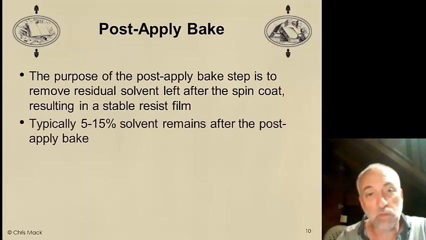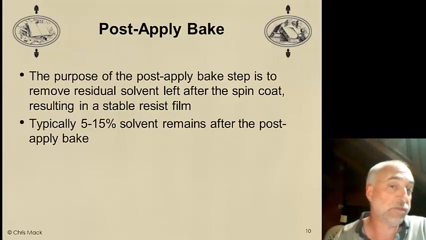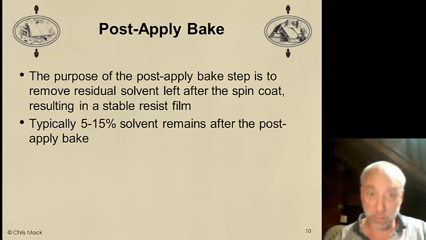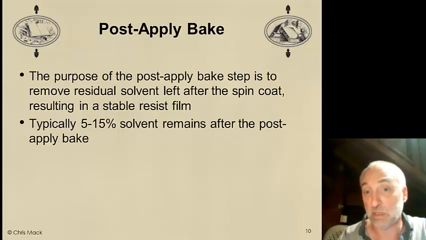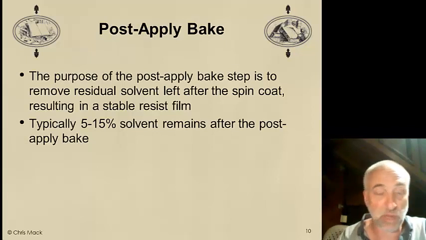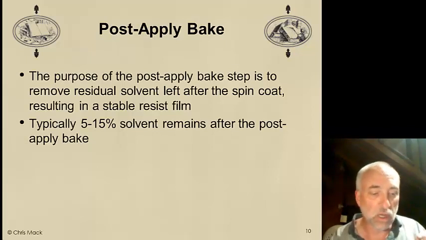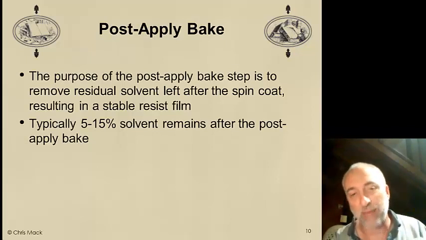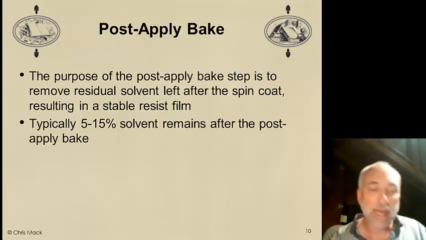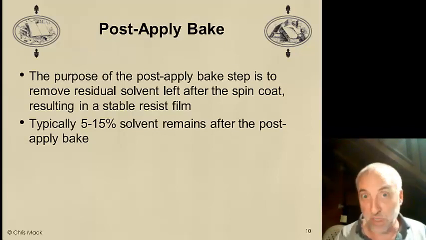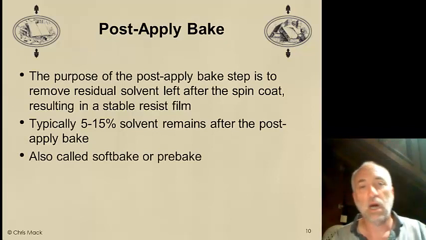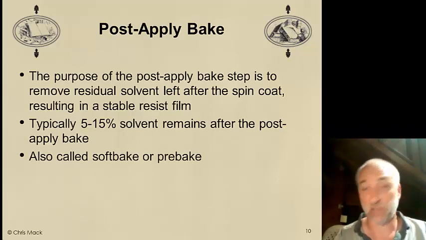Even though we're doing this bake, we can still have quite a bit of solvent remaining after the post-apply bake, typically on the order of 5%, but for thicker resists it can be as high as 15% solvent remaining after the post-apply bake. That's okay. The solvent is entrapped in that photoresist enough, held in place enough that it won't evaporate at room temperature after we've done this post-apply bake. This bake step is also called a soft bake or a pre-bake, but the most common name is the post-apply bake.